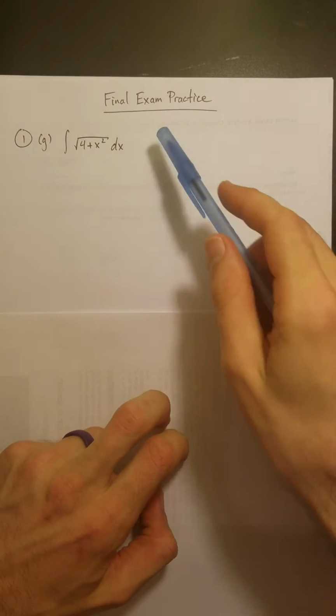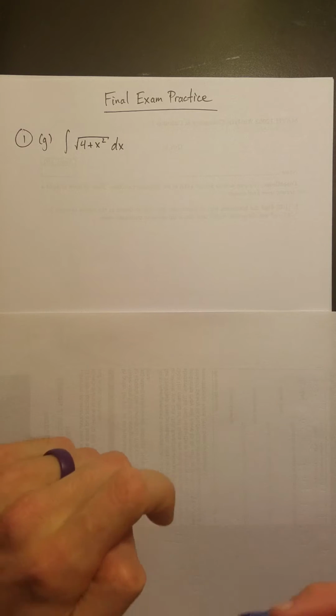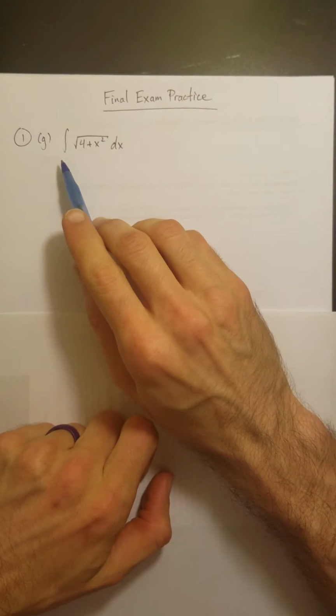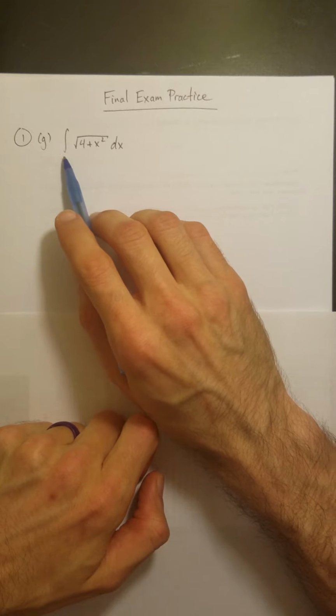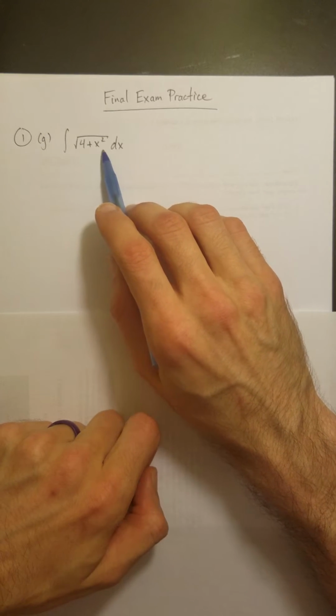Alright, we're on the final exam practice. Question number 1, part G. In this question, we want to evaluate this indefinite integral, the integral of the square root of the quantity 4 plus x squared with respect to x.